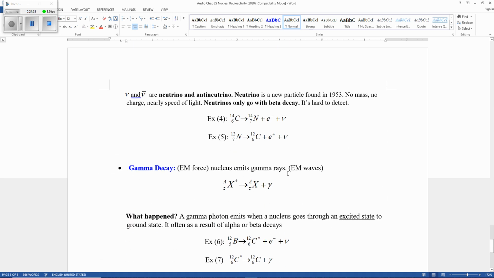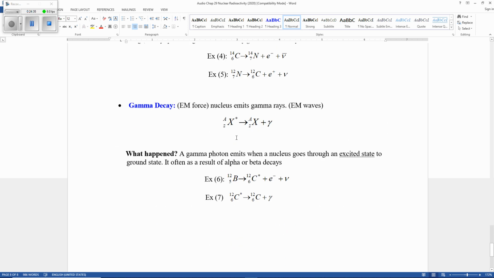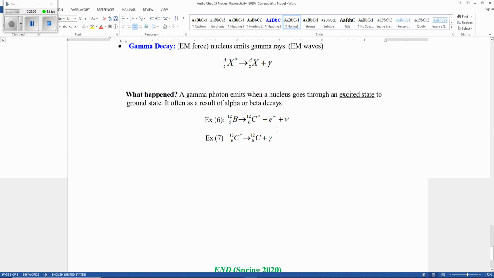Okay, now the last one is the gamma. See the gamma, before and after, the parent and daughter are the same thing. Same Z, same A. But what happened? We have a star here. Before you have more energy, after a little less, because a gamma ray comes out. You can call it photon, you can call it ray, or you can call it wave. So that's three different decays.